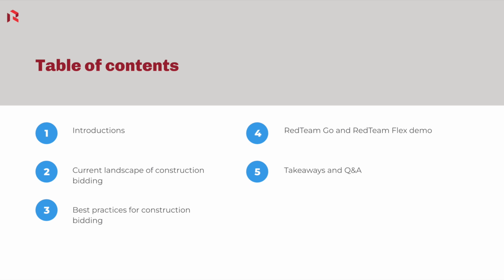Some of the things that we're going to talk about, we're going to do some introductions. You see a lot of pretty faces here on the call. We have our panelist team here to go over a lot of the things that we're going to talk about. We're going to outline the current landscape of construction pricing, and then also talk about best practices for construction bidding specifically. Also have an opportunity to demo both of our products. We have Red Team Go and Red Team Flex. So we're excited to be able to show you both and how they can help streamline things for you. And then, like I mentioned at the outset, we have our Q&A session at the end. So feel free to save your questions for the end.